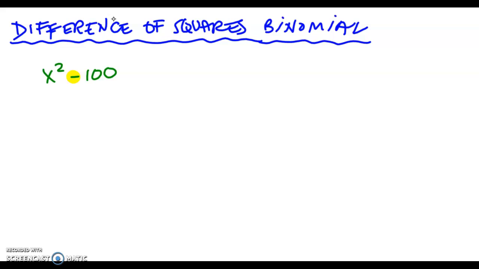Now, we know that this is going to factor into two factors, just like regular. And it's similar to the perfect square trinomials in that the first and the second term are both perfect squares. So, just like the perfect square trinomial, in order to factor a difference of squares, we take the square root of the first term. The square root of x squared would be x. And we take the square root of the second term. The square root of 100 is 10.